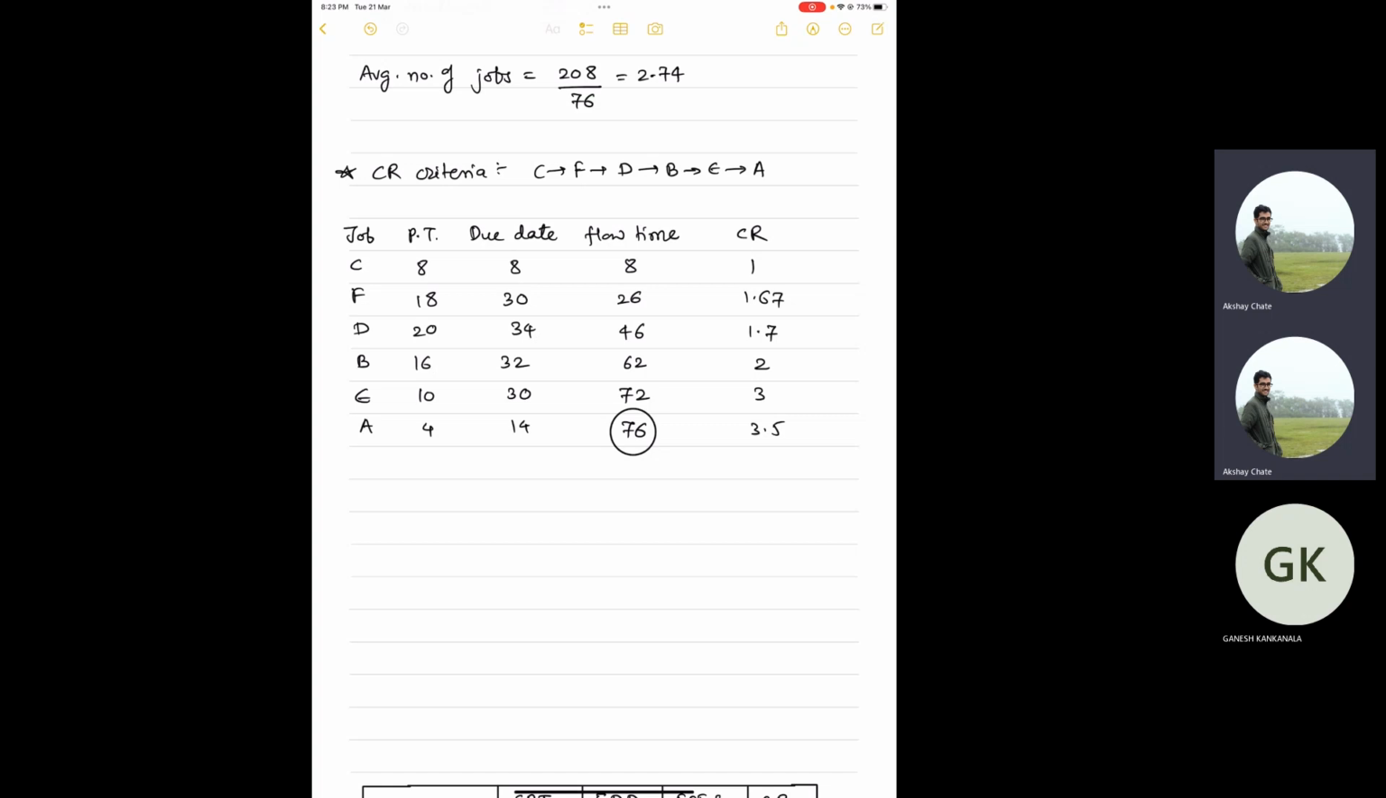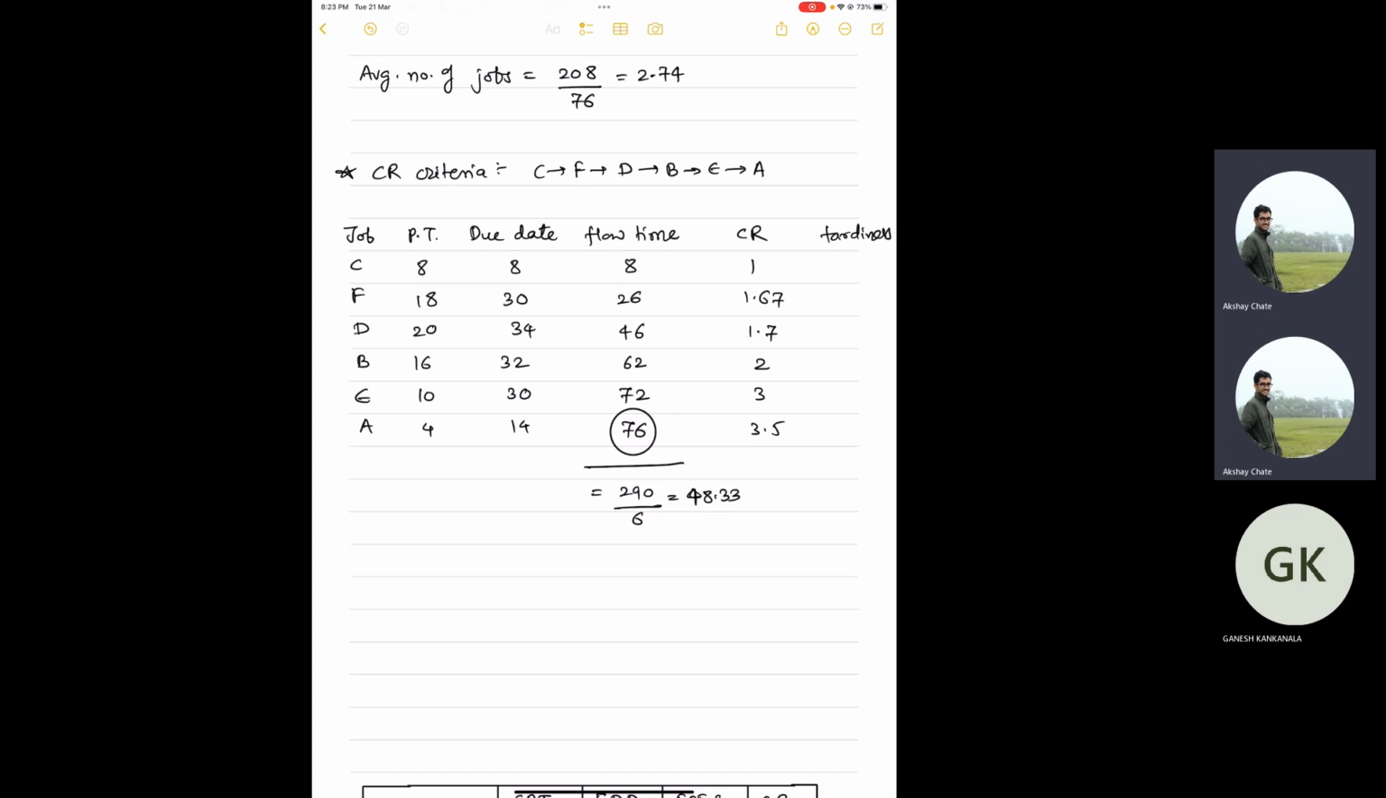So that is one sort of indication that you're sure you're not making any mistake. Then we'll calculate average flow time, which will be 8 plus 26 plus 46 plus 62 plus 72 plus 76 divided by 6. That will be 48.33. Oh, and we forgot about the tardiness.